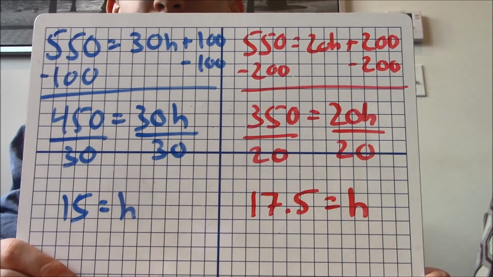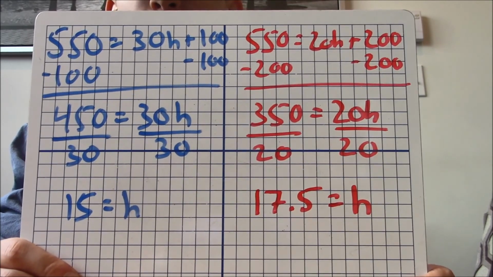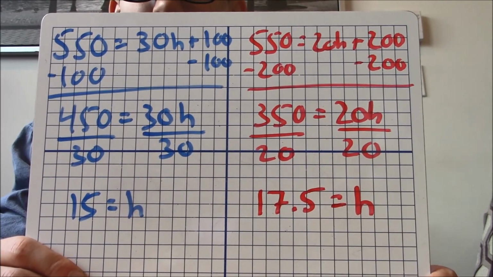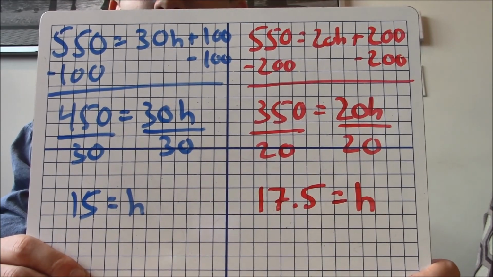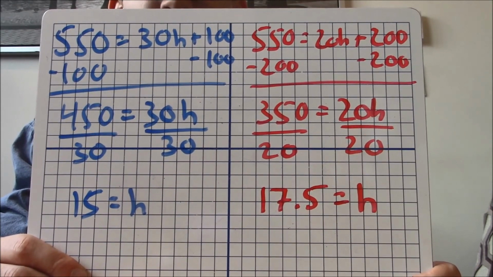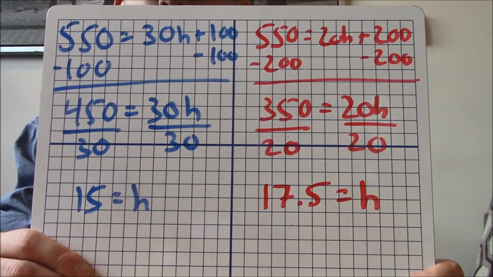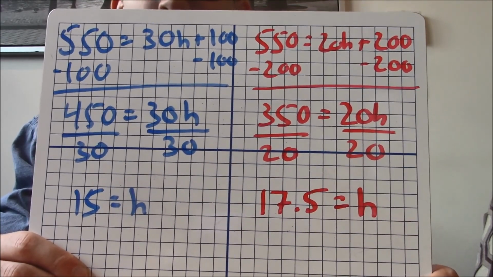Looking at the process of solving both of these equations, we can see that Jeff will finish reading the book in 15 hours and John will finish reading the book in 17 and a half hours. So we know Jeff will finish the book first.